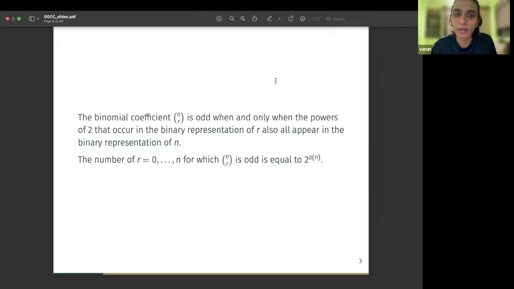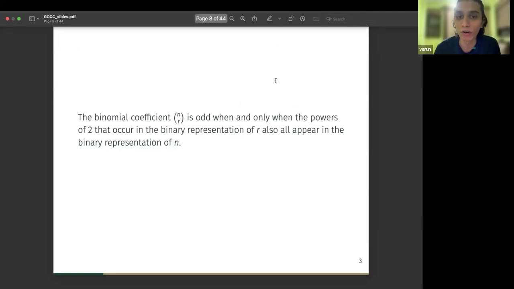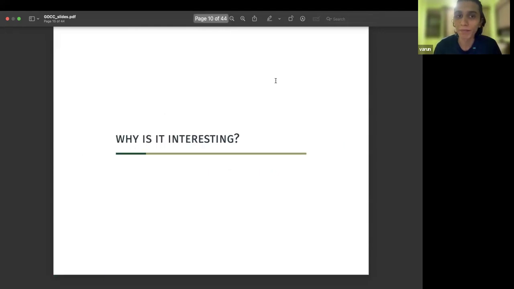And we also deduce that the number of r for which n choose r is odd is equal to 2 to the a of n, where a of n is the number of ones that appear in the binary representation of n. Because the condition for n choose r to be odd is that the powers of 2 that appear in r have to be a subset of the powers of 2 that appear in the binary representation of n. So we just need to choose a subset of them. So yeah, we can enumerate this. So this was a warm-up.